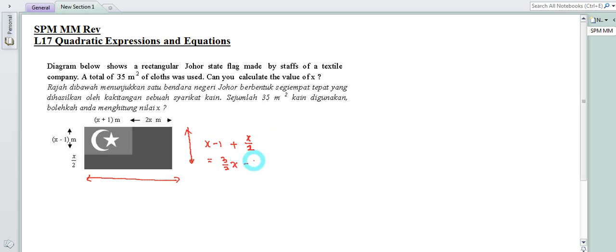Okay, so negative 1, I just copy. Same thing here. These two add up together, you will get a length. x plus 1 plus 2x. So you will get 3x plus 1. And now you know that if these two you multiply each other, you get the area, which is 35. So now I form the quadratic equation, 3x plus 1 multiply 3 over 2x minus 1. You get 35.